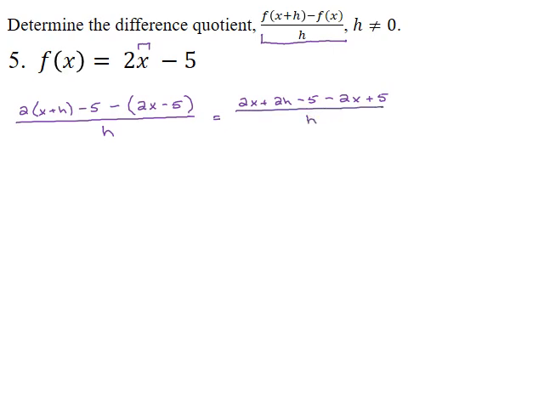And at this point, you'll start seeing some things cancel. You notice that your 2x's cancel, and actually your 5's cancel as well. And usually you're left with something very nice. In this case, it's just a 2h divided by h, and there you can see that h divided by h goes away. So in the end, the difference quotient of 2x minus 5 is just going to be 2.